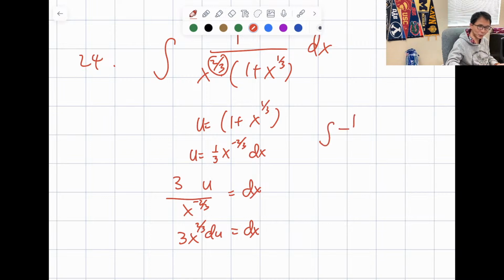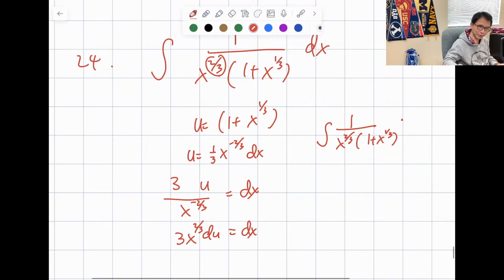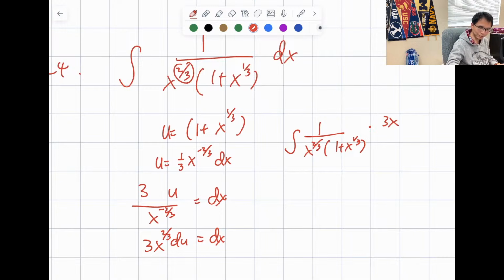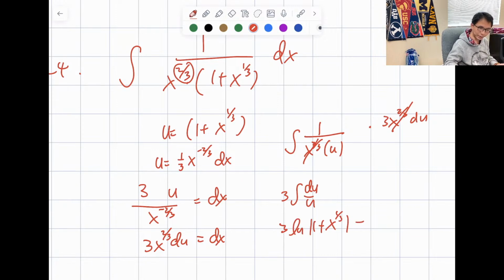And then that's going to be 1 over x to the 2/3, and I can't even say that word. Coincidentally, they just happen to cancel. Yippee. And boom, boom. Oh, this is u, by the way. I already substituted as u. So that is going to be 3 du over u, which gives 3 ln of 1 plus x to the 1/3, plus c.